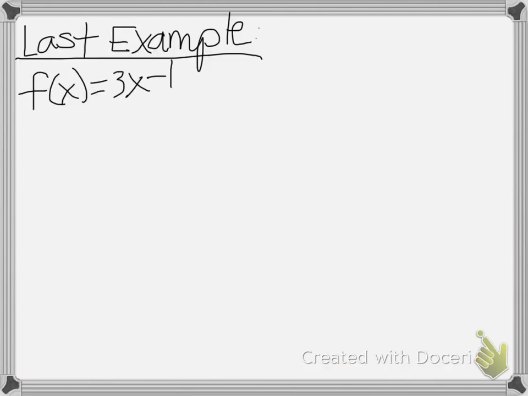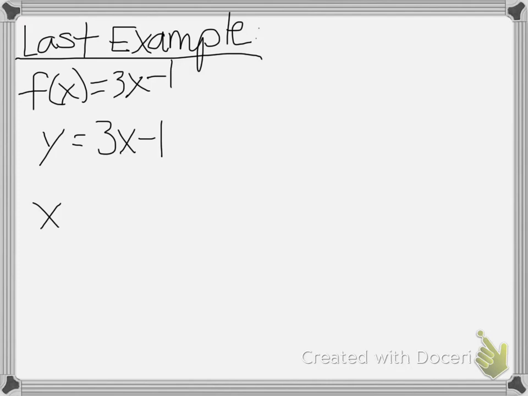Okay, now we're going to do one last example before we end the video. So the function we have here is f of x is equal to 3x minus 1, which can also be written as y is equal to 3x minus 1. Now pause the video and find the inverse of f of x for me real quick. Alright, so you should have found the inverse already, so I will show you how it's done.